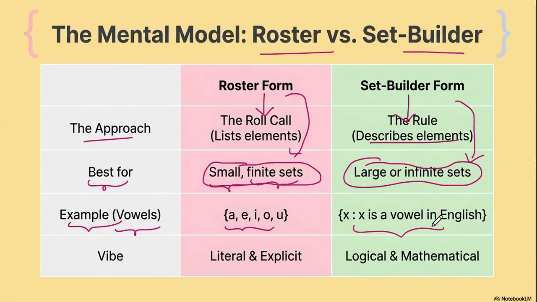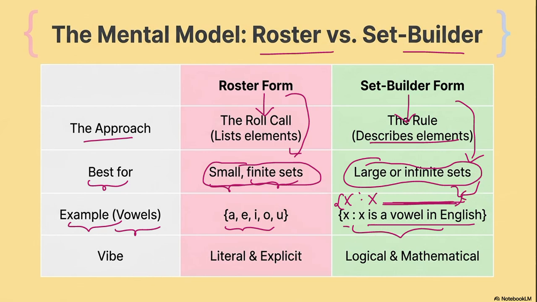And this is the set builder form: x such that x is a vowel in English. So suppose you have to write down all the English alphabet, then in the set builder form we will write x such that x is an English alphabet, all the English alphabet. So in words, one condition will cover all the alphabets here.